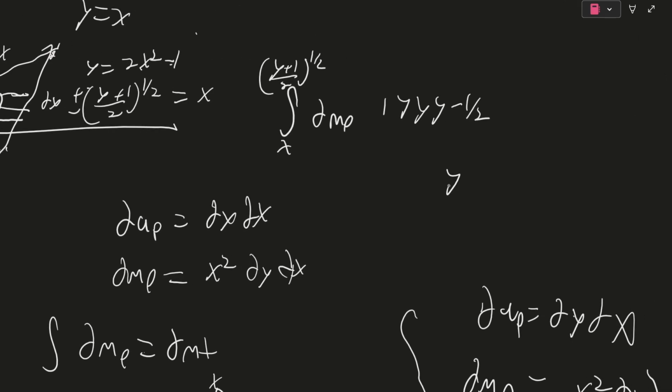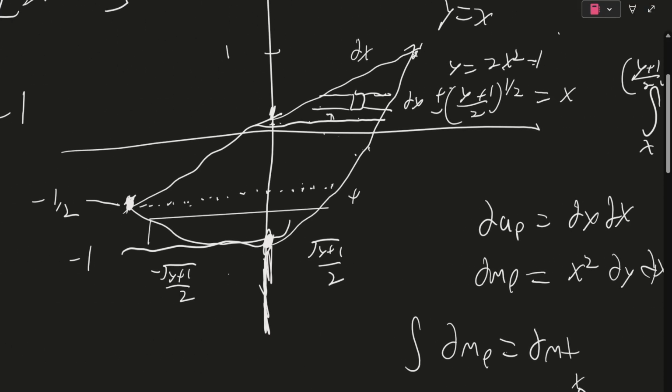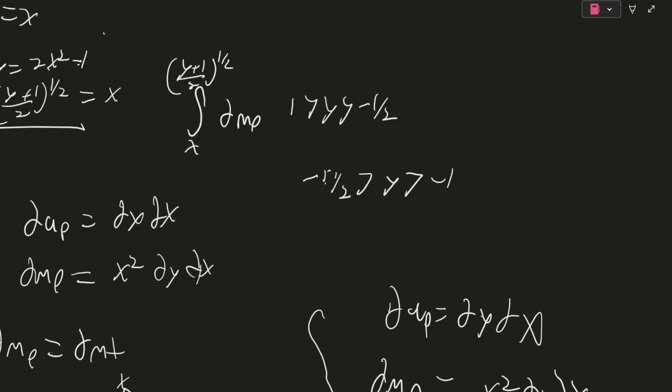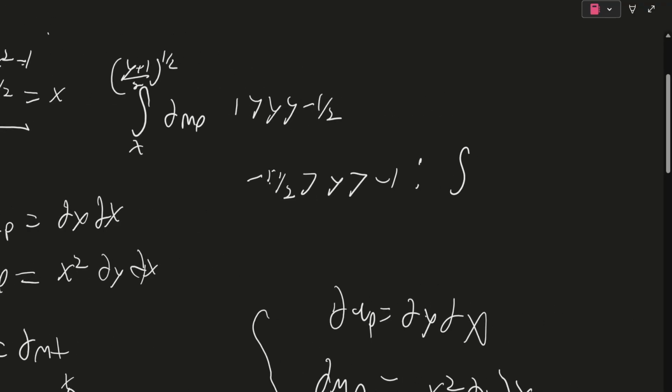And so whenever y is less than -1/2, but it's greater than -1, it's going to be the integral from negative square root of y plus 1/2 to square root of y plus 1/2 of our dm point.